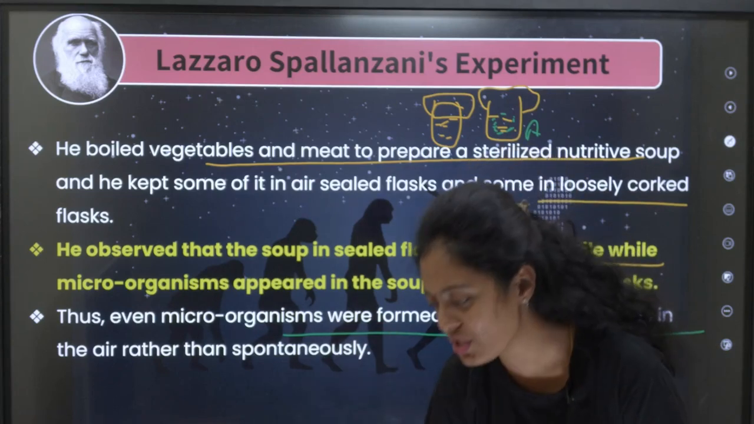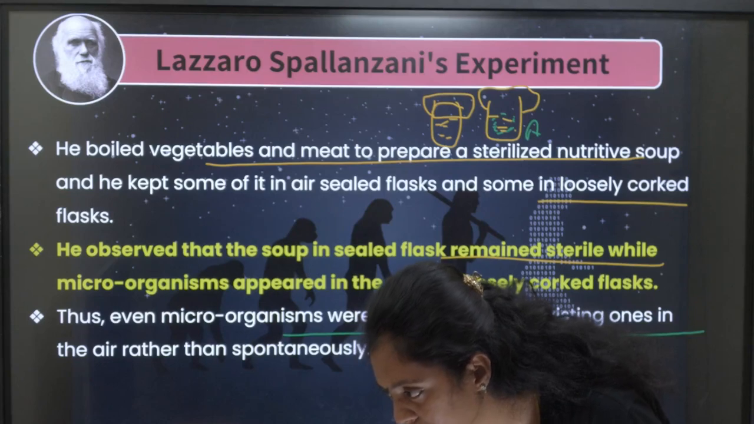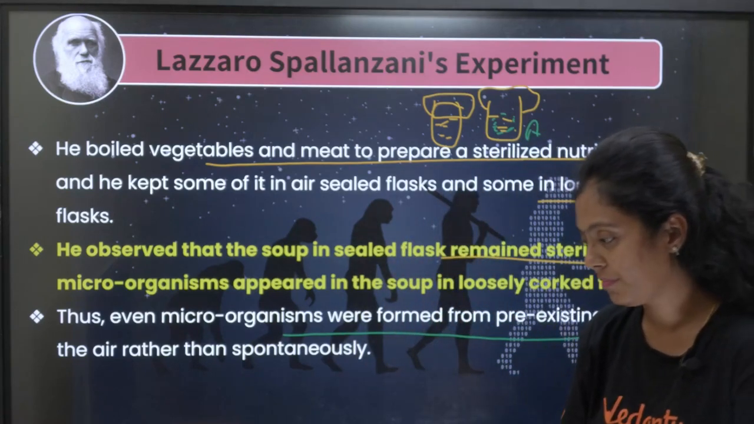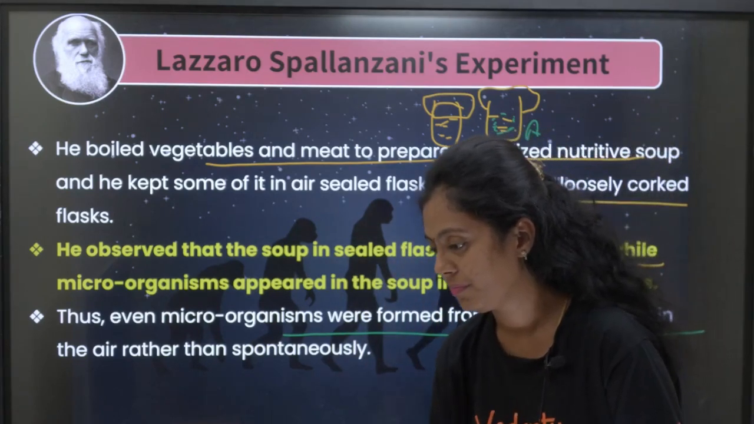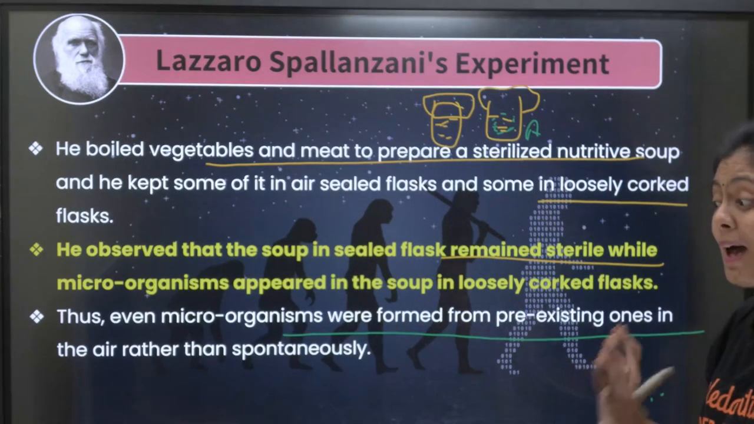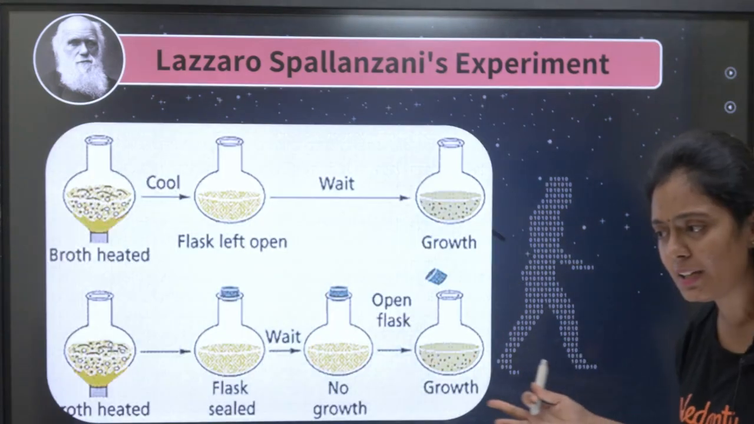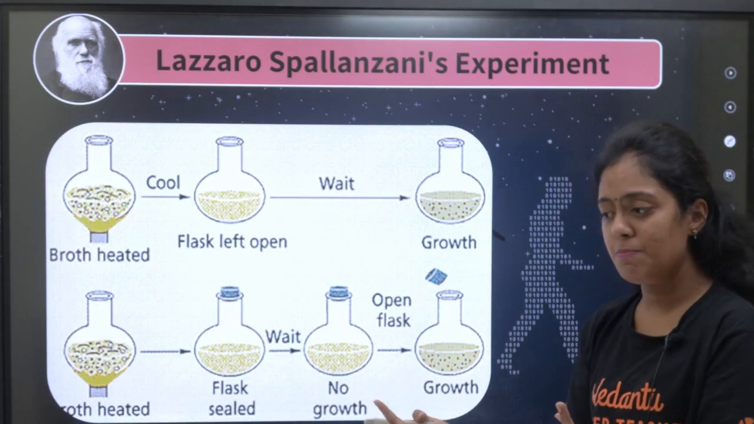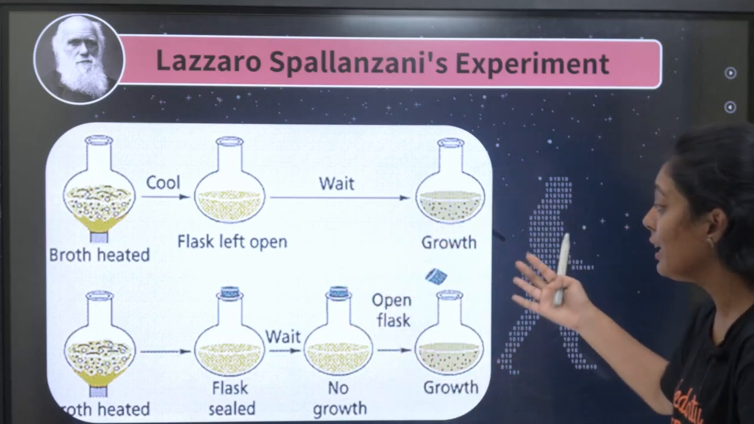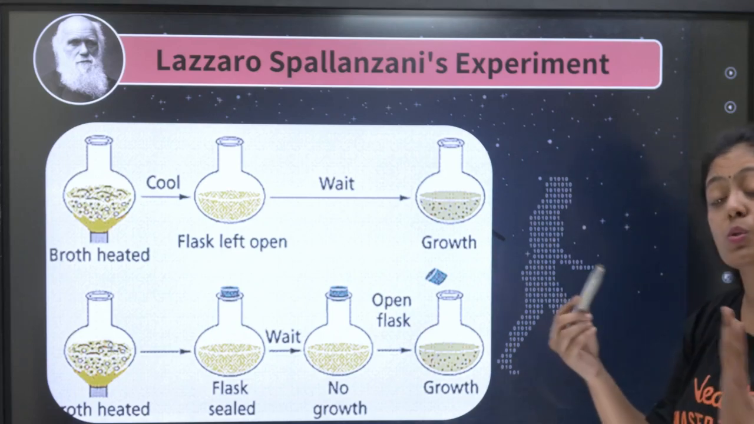A very, very easy topic. Yes or no? Isn't it easy? That is about the Spallanzani experiment. But now the next part. In the Spallanzani experiment he heated the broth. He left the flask open and he could see growth. And he sealed the flask, he waited, and there was no growth.